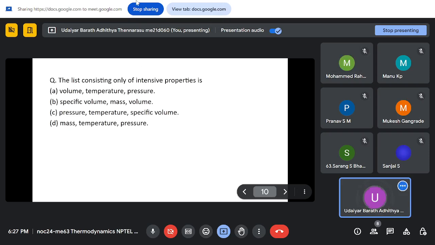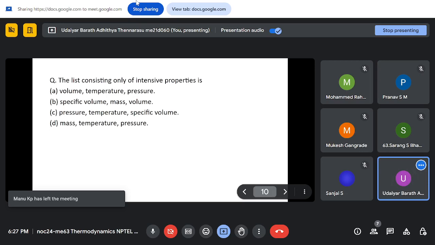Moving on, we saw what extensive properties and intensive properties are. Here there are some lists of properties, and we need to find the list which contains only the intensive properties. A: volume, temperature and pressure. B: specific volume, mass, volume. C: pressure, temperature, specific volume. D: mass, temperature and pressure. What do you think the answer will be?